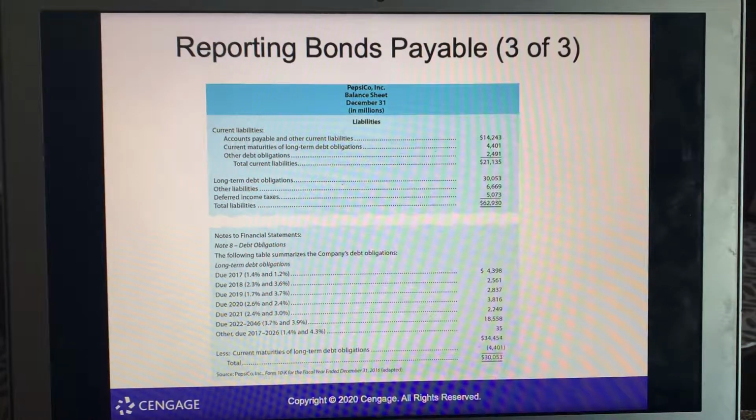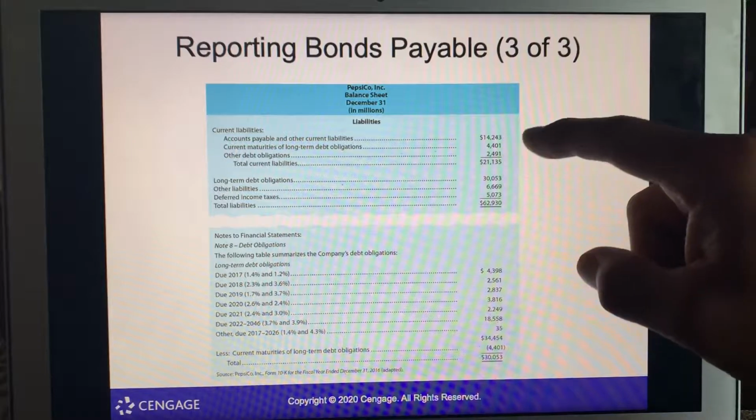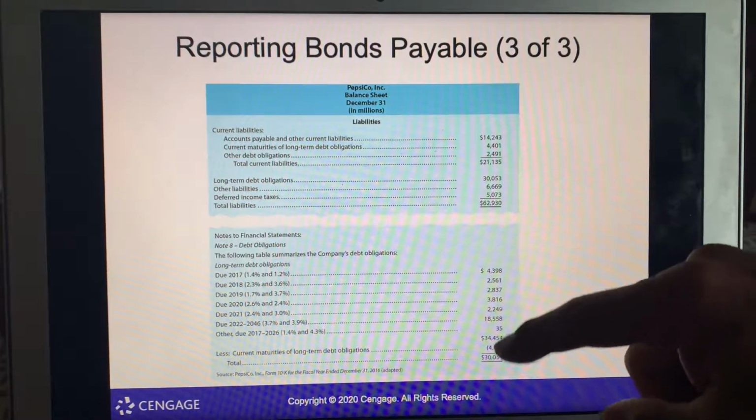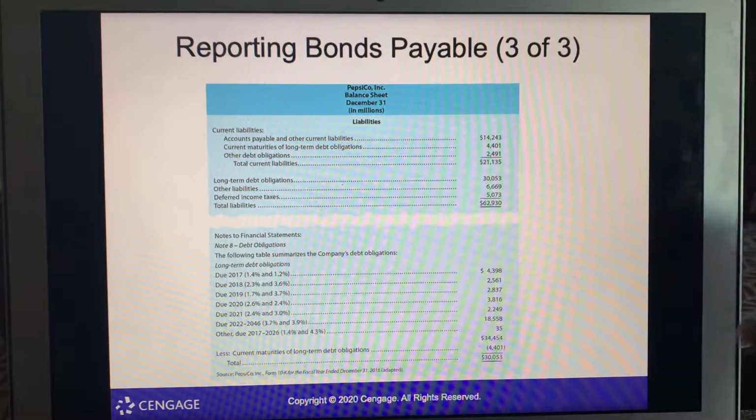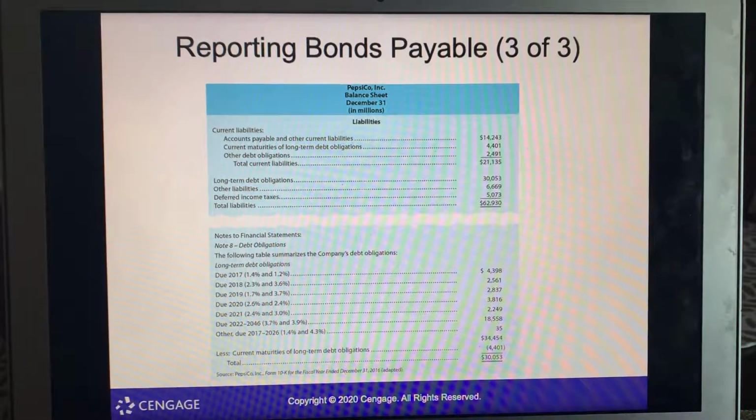So reporting bonds payable. Here's an example of the bonds right here. They're also on the balance sheet. Notice how every one of them is in the notes through the financial statement, but all this will equal right there, long term. So keep that in mind.